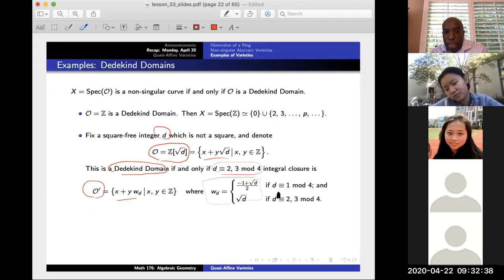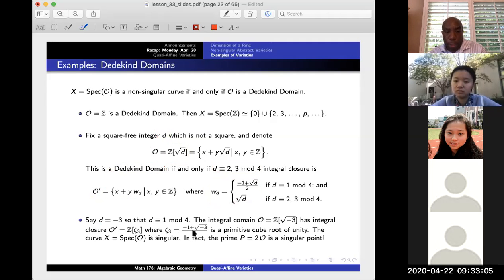On the other hand, when d is 1 mod 4, then wd is not an element of O. Right? It is an element of O prime. It is not an element of O. And so O prime is strictly larger than O. So again, if d is 1 mod 4, then the integral closure is strictly larger than O itself. So here's a very down-to-earth concrete example. Say that d is equal to -3.